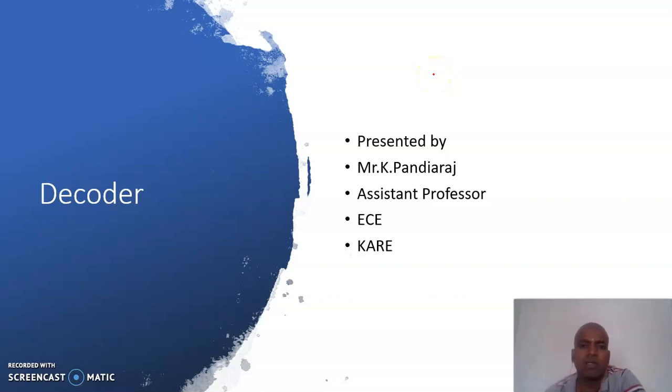Hello everyone. In this lecture, I am going to explain how to design a decoder using basic logical gates. Before discussing this decoder, which is similar to a demultiplexer, in the previous lecture we discussed how to design a demultiplexer, and it is quite opposite to an encoder. So basically, this decoder is a combinational circuit.